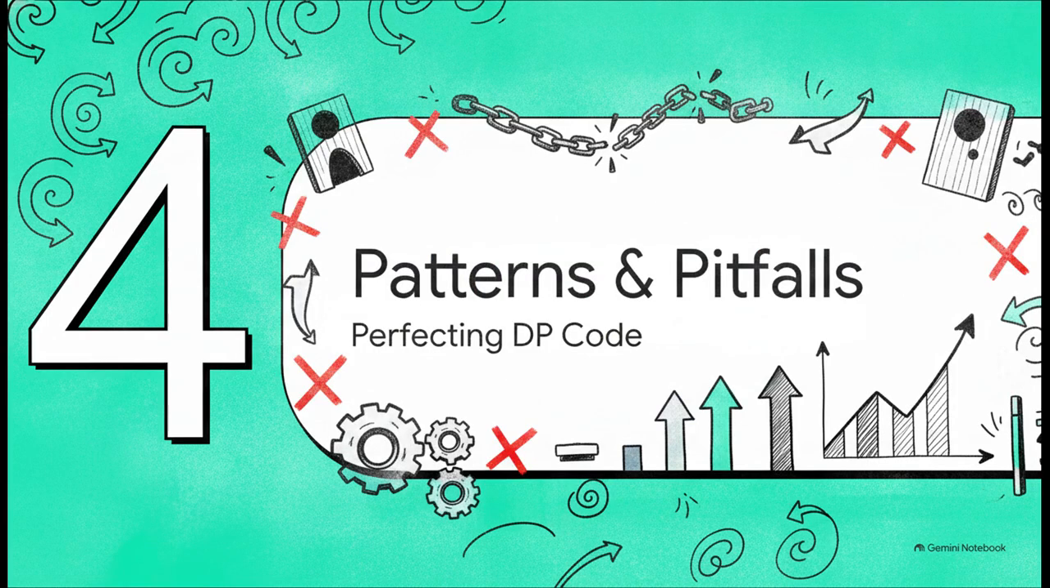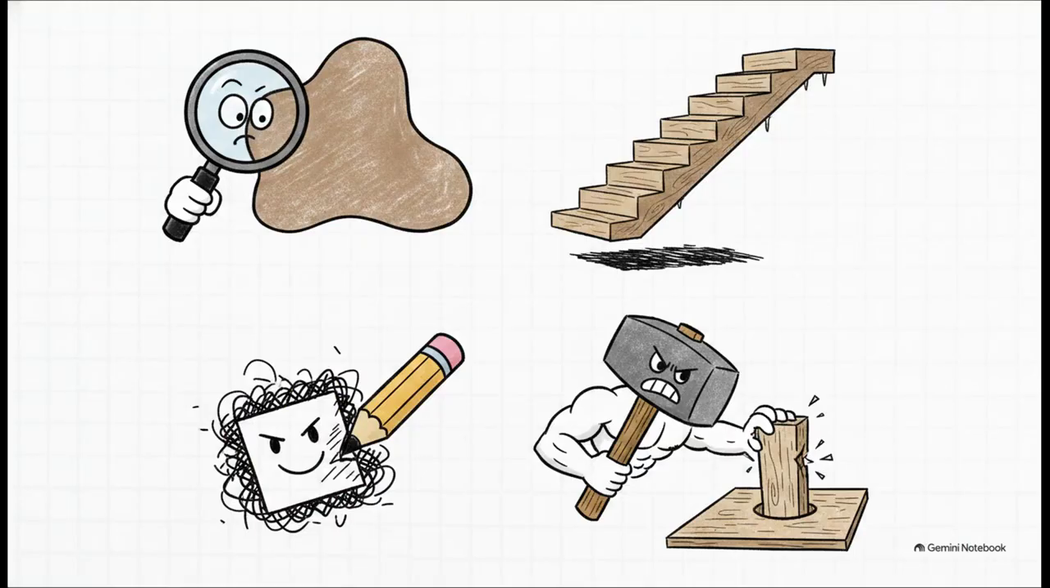Finally, Section 4, Patterns, Pitfalls, and Optimization. You're gonna make mistakes, so let's flag the most common ones right now. First, defining the wrong state. If your state doesn't hold enough information, your transition math simply won't work. Second, skipping base cases. Every chain of dependencies needs a solid anchor point to start from. Third, overwriting your states incorrectly. And fourth, trying to use DP on a problem that doesn't even have overlapping subproblems. Remember, just because a problem is recursive does not mean it's a DP problem.